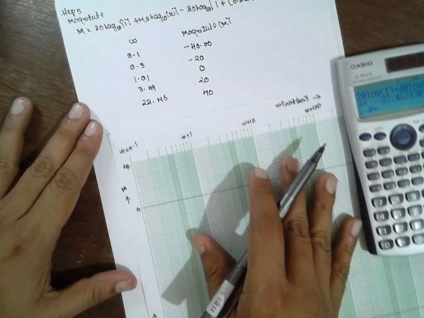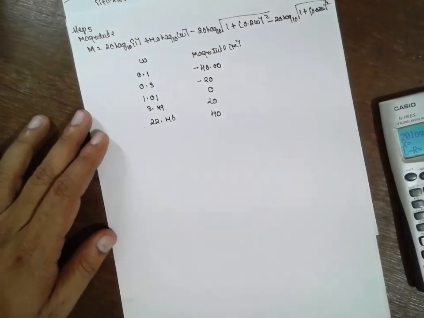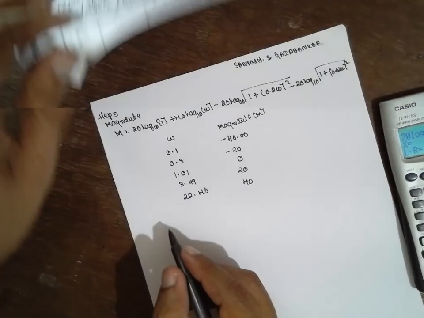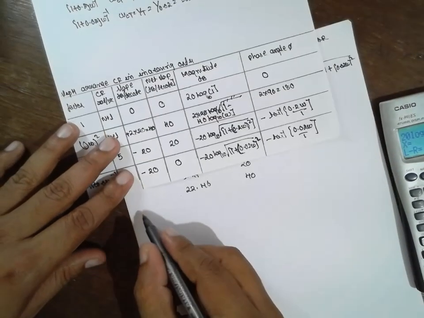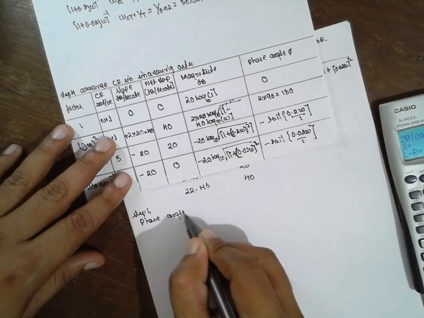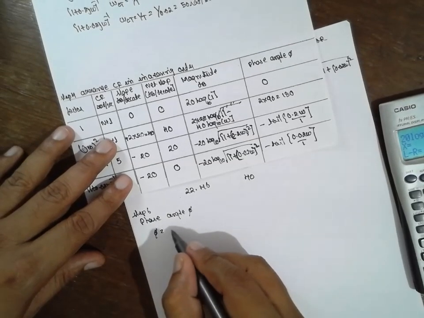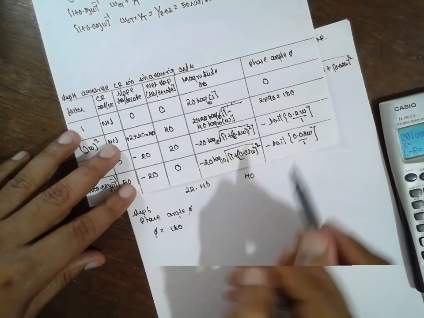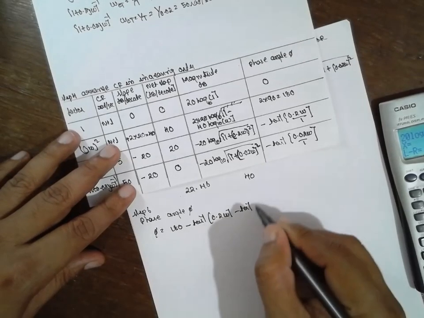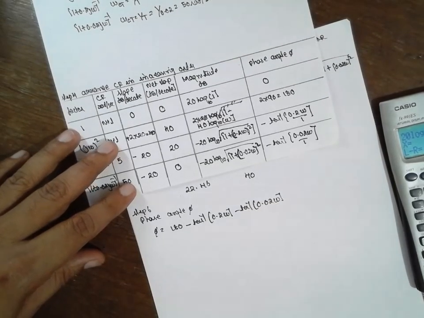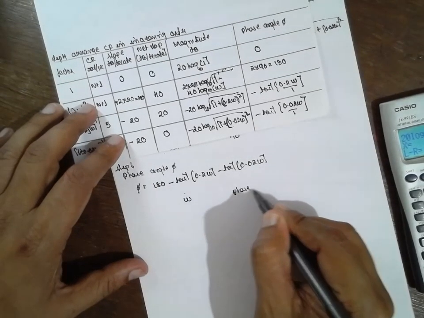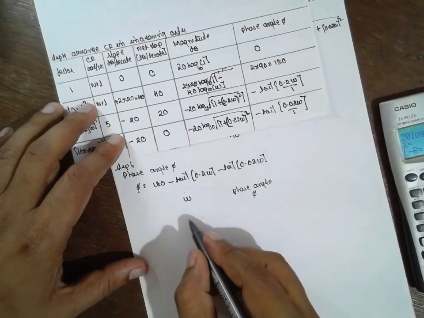Okay, now we will place it here. Before that, we will complete the phase also. Now I will complete the phase angle. For the phase angle, you have to refer to this part. Step 6, phase angle. For phase angle phi, phi is equal to 180, I am neglecting 0, positive 180 minus tan inverse 0.2 omega minus tan inverse 0.02 omega. Now I have to make a table here: omega and phase angle, that is phi.